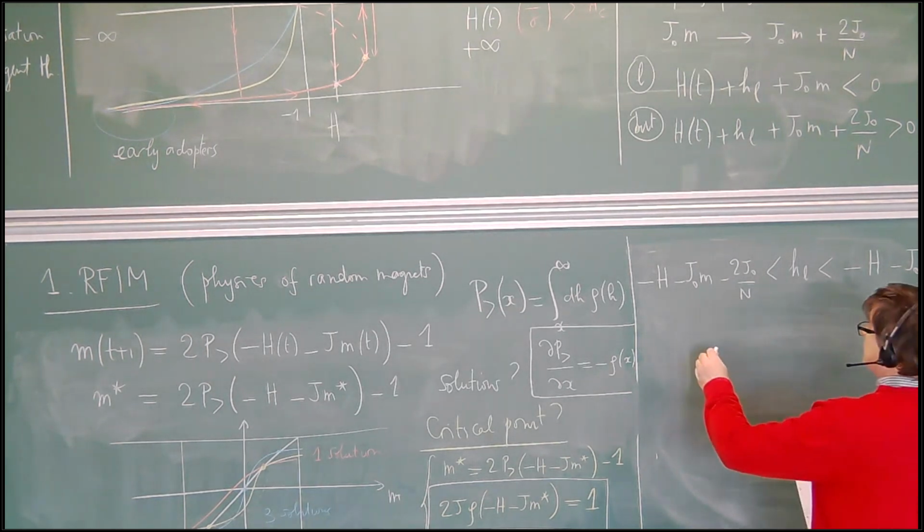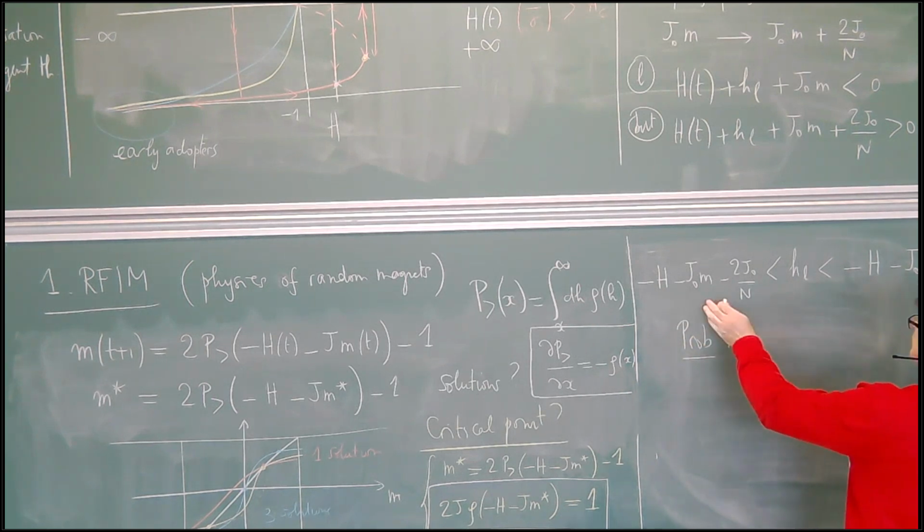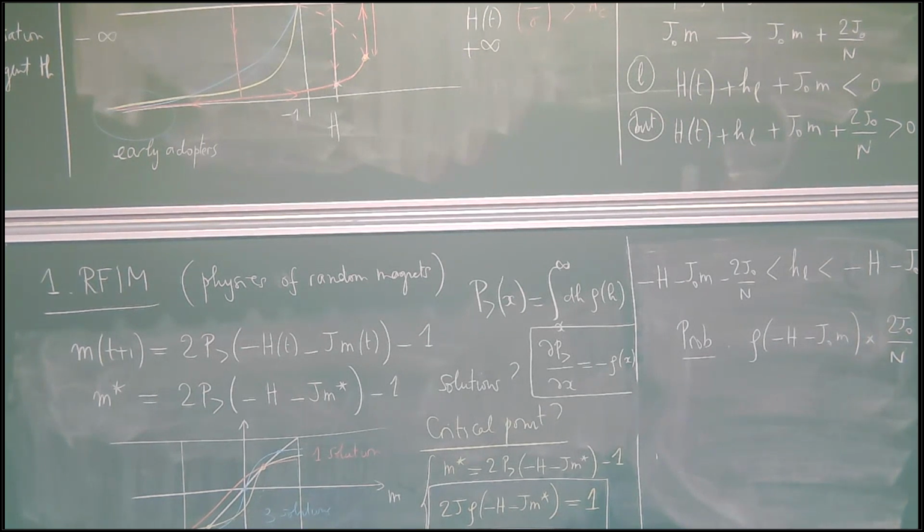Well, it happens with probability the density of H, minus J0 M, times the width of this interval, which is 2J0 over N. So the probability that a given agent L has its idiosyncratic field between these two numbers is given by the density distribution computed at one of the bounds times the width of the interval. So if you want, this is dH.